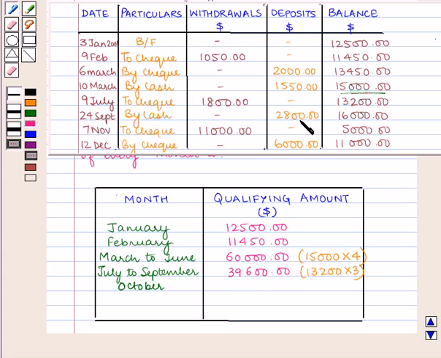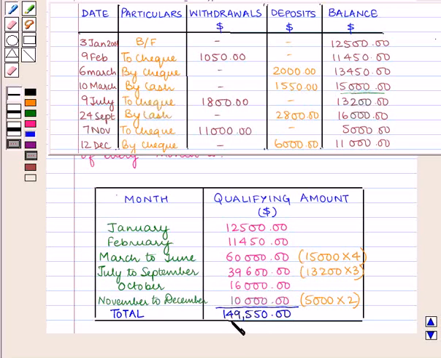An amount of $2,800 is deposited on 24th September, so that the balance amount becomes $16,000, and the next transaction made is on 7th November. So the qualifying amount for the month of October will be $16,000. The balance amount on 7th November is $5,000 and the next transaction is on 12th December. So for the months of November and December, the qualifying amount is 5,000 into 2 for 2 months, which amounts to $10,000.